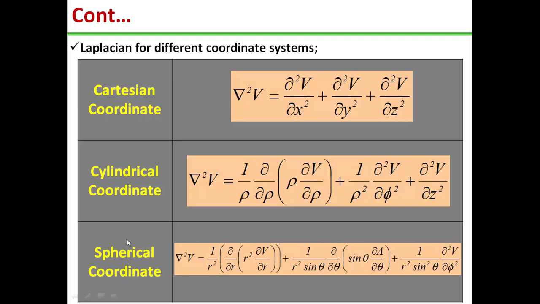And in the spherical coordinate system, del square V, meaning the Laplacian of V, is defined as 1 by r square del by del r of r square del V by del r plus 1 by r square sin theta del by del theta of sin theta del V by del theta plus 1 by r square sin square theta del square V by del phi square.